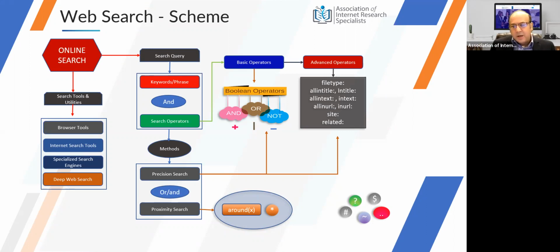Next is the advanced operators, which have a structure of their own, slightly different from the way they look and how they're formed. As an example, over here you could see it says file type with the colon sign. So it has a text or a word followed by the colon sign. So all in title with the colon sign, all in text with the colon sign. They have a nature and a structure that needs to be understood a little bit.